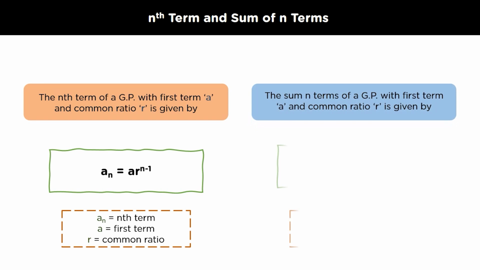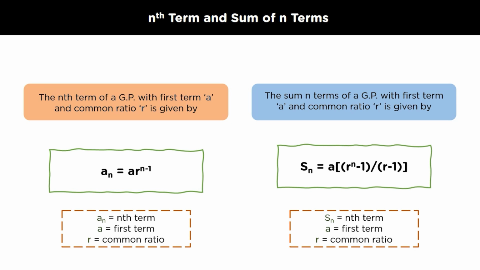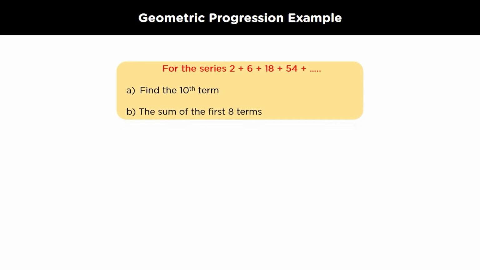The geometric progression sum formula is used to find the sum of all the terms in a geometric sequence. The sum of the geometric series is calculated by the formula Sn = a (r^n - 1) / (r - 1), where a is the first term, r is the common ratio, and n is the number of terms in the series. Let's work on an example to understand this formula better.